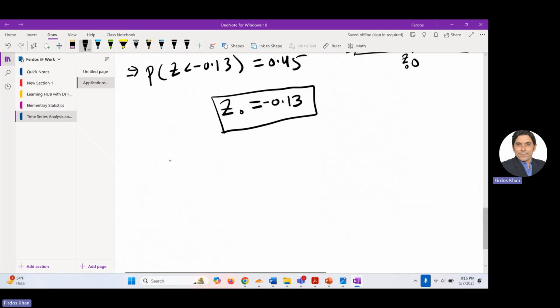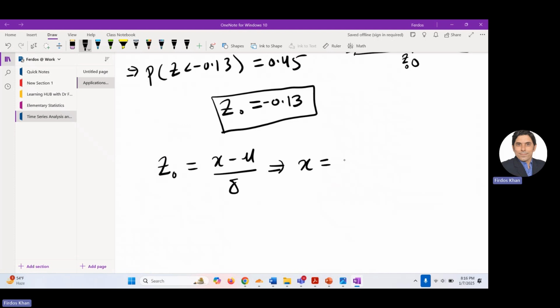Suppose we write z naught is equal to x minus mu divided by sigma. Generally, we can solve this for x. I will do this in detail, because if you don't understand this, it can be a problem.